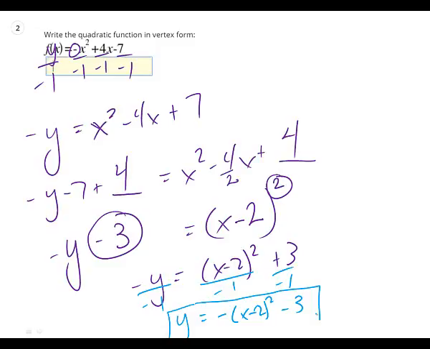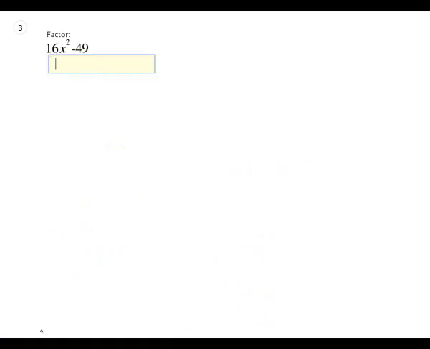All right, everybody got it? Good with number 2? Okay, looking at number 3, how do we factor that? What kind of factoring is it? Difference of squares. So what's the square root of 16x squared? 4x. Square root of 49? 7. Make one a negative, one a positive. Done. Don't miss that question, you guys. Okay.